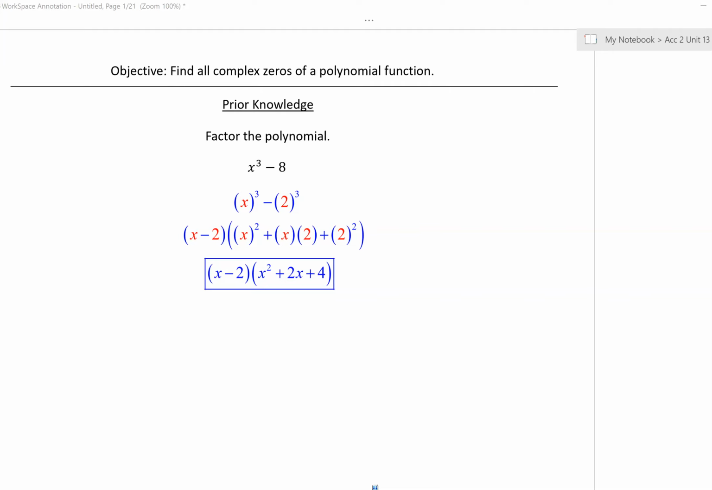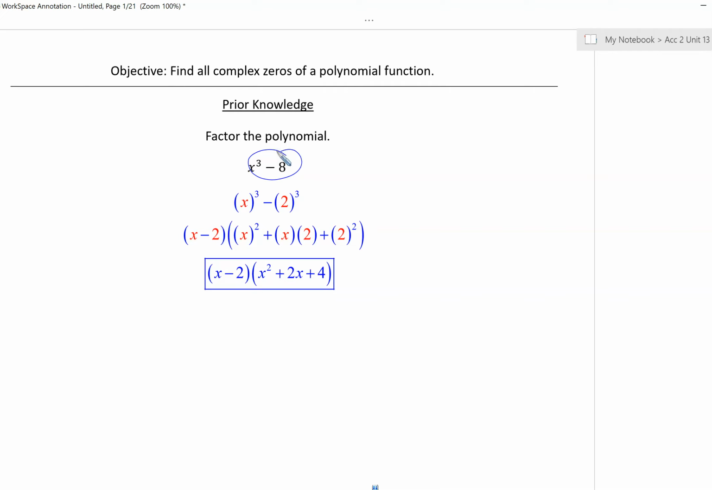Welcome. In this lesson, we are going to talk about how to use our skills of factoring and quadratic formula and all of our quadratic strategies to find all of the complex zeros of a polynomial function. So this will include all of our real zeros and our imaginary zeros. And so one of the skills that we'll use is factoring of higher degree polynomials, such as factoring a sum or difference of two cubes.